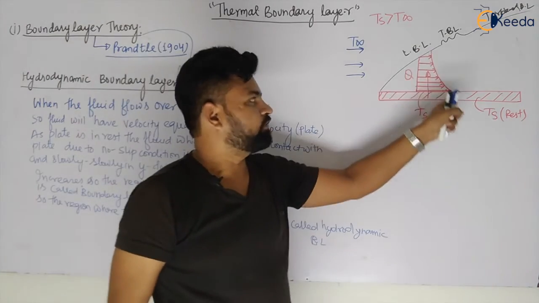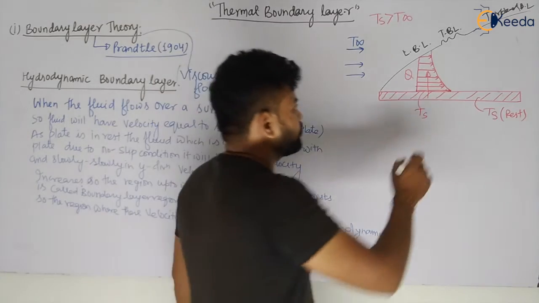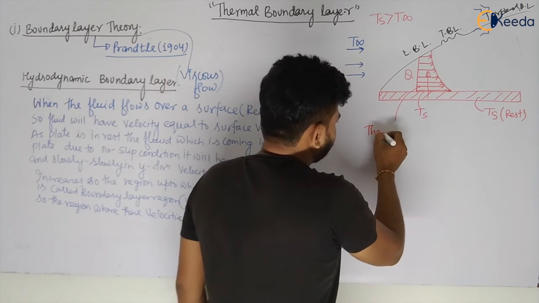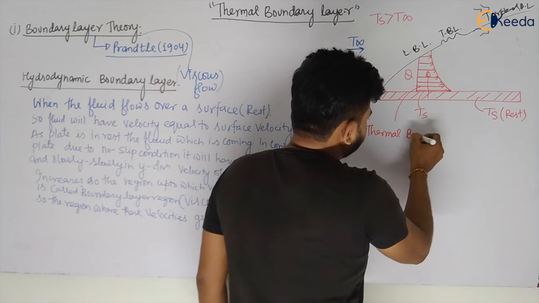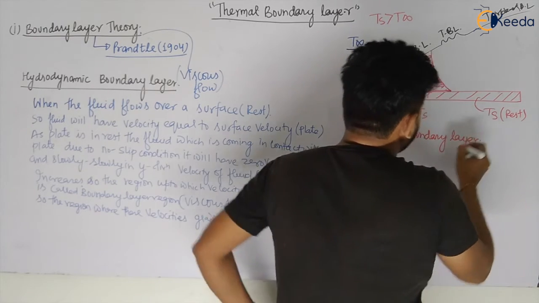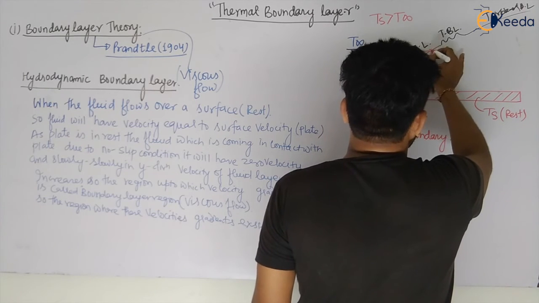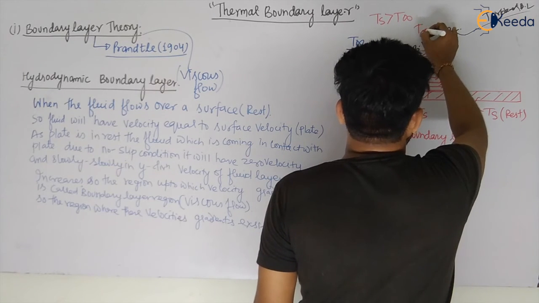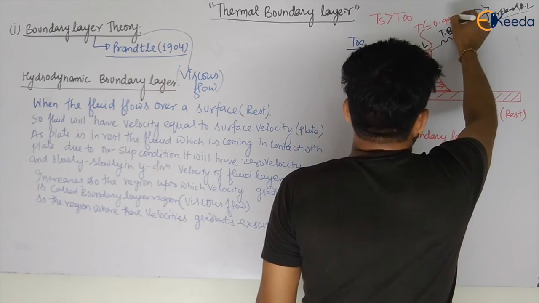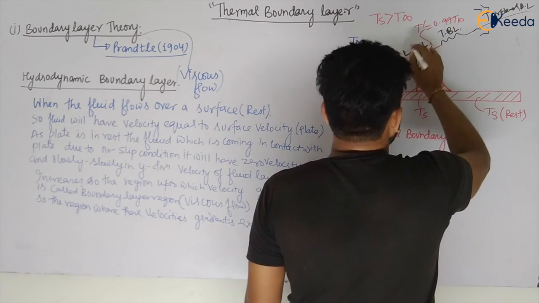This kind of layer which is developing is called your thermal boundary layer, my dear students. It is developed up to where the temperature gradients exist, and where the temperature T dash will become equal to 0.99 T infinite. This region is called your thermal boundary layer.